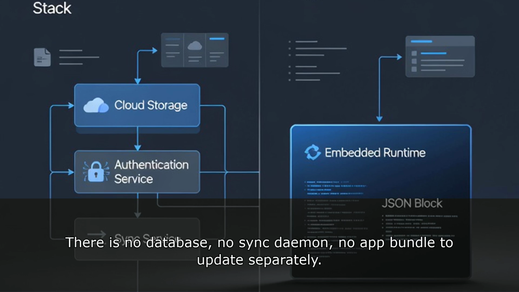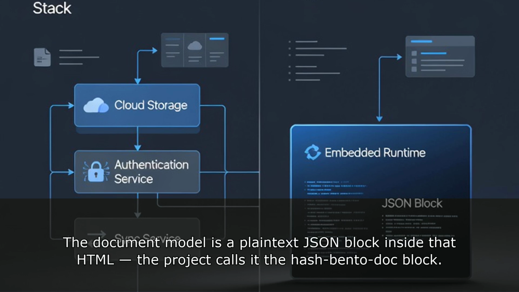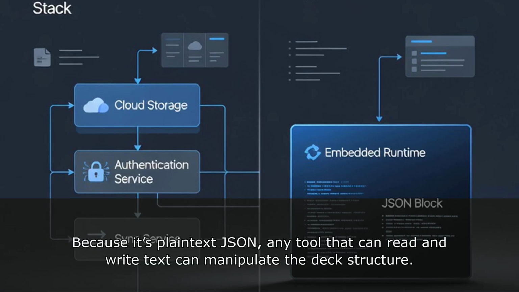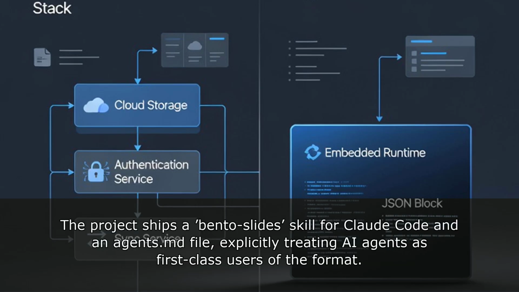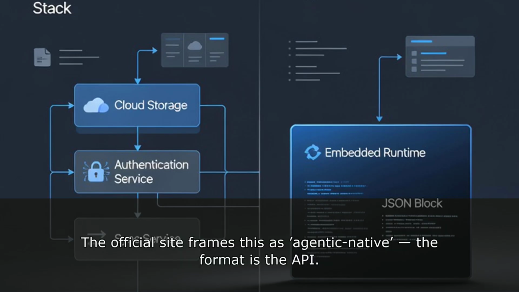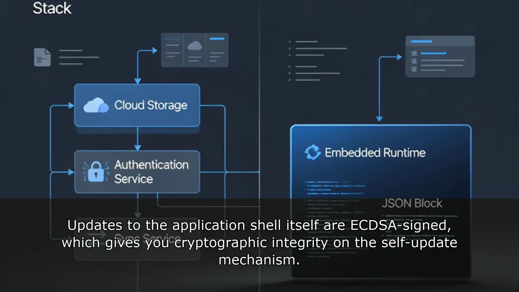The document model is a plaintext JSON block inside that HTML. The project calls it the #bento doc block. Because it's plaintext JSON, any tool that can read and write text can manipulate the deck structure. The project ships a Bento Slides skill for Claude Code and an agents.md file, explicitly treating AI agents as first-class users of the format. The official site frames this as agentic native. The format is the API.